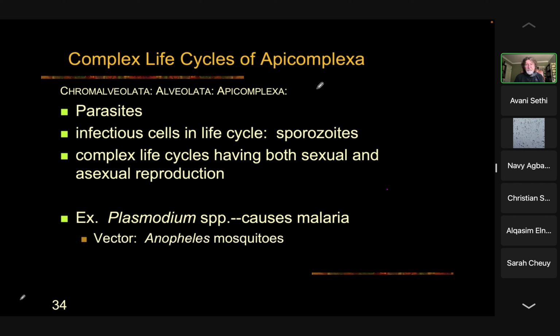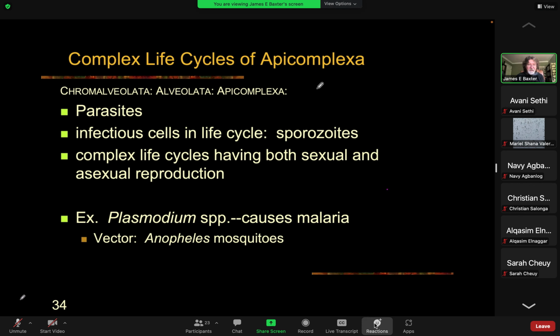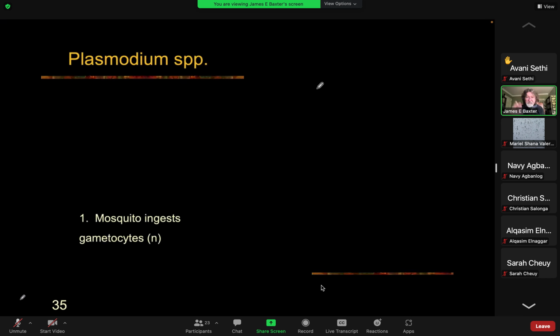So the vector for this, there's that word again, vector, means it doesn't cause disease. The bite of the mosquito does not cause malaria. The way in which the malaria parasite is transferred from one individual to another is by the bite of Anopheles mosquitoes. And these are always female. The males are down at some flower sipping nectar all the time. They're not bloodsuckers. All right. So in humans, there are 4 different species of Plasmodium. One is called Plasmodium falciparum. It gives the worst type of malaria.